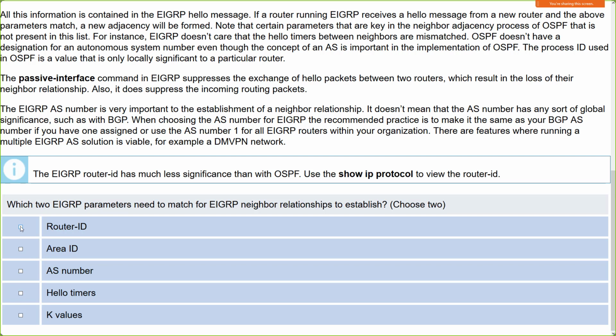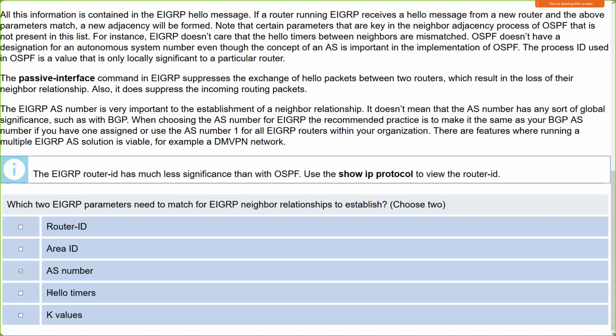But actually the router IDs need to be unique. They cannot match. In EIGRP, it doesn't play as much of a role as it does in OSPF. In OSPF, the router ID plays a very significant role. Area ID is a concept reserved for OSPF. So yes, the autonomous system number has to match. Timers do not have to match. We don't even advertise our hello timers.